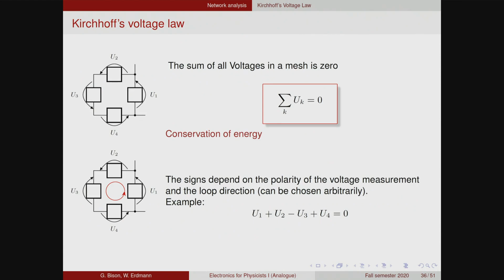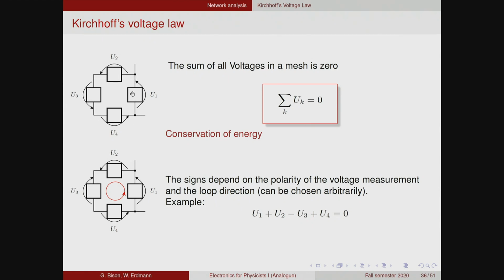Okay, the second Kirchhoff's law is Kirchhoff's voltage law. It simply says that the sum of all voltages in a mesh, where a mesh is a connection of components that build a closed circle, is 0. And it's easy to see why this has to be the case. Otherwise, conservation of energy would not be fulfilled. If the sum of the voltages in this mesh were different than 0, then we could run a charge through them.